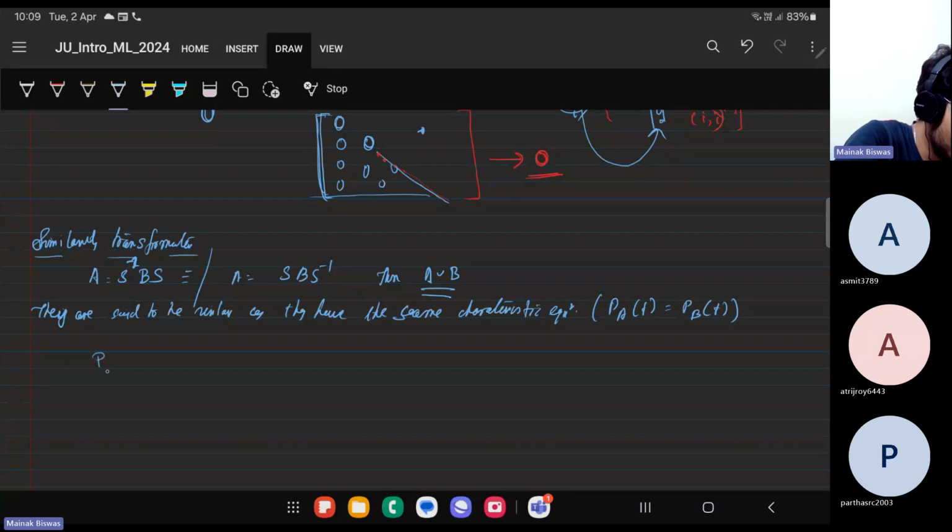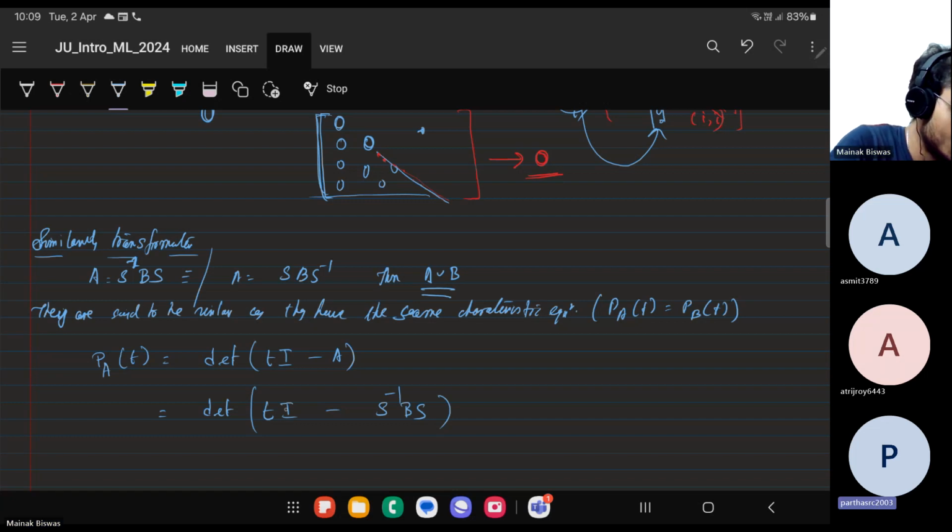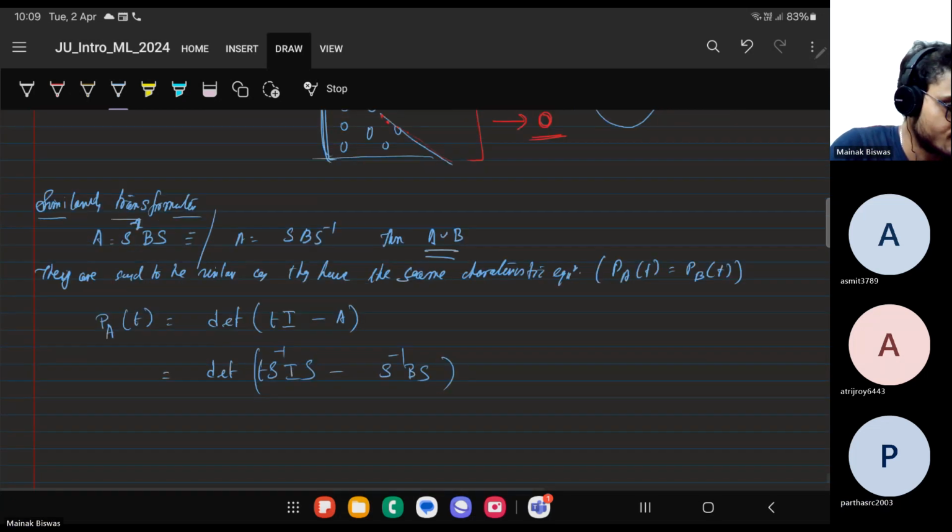Okay, how do I prove this? Let me write the characteristic polynomial of A as the determinant of A minus lambda I. Now I want to express it in terms of B. What will I do? Replace A with S B S inverse, so lambda I minus S B S inverse. Then I can write lambda I as S S inverse, and S inverse S.